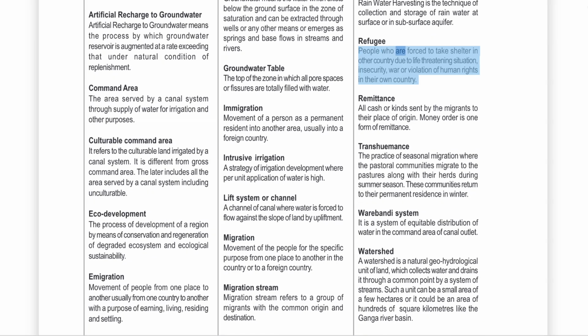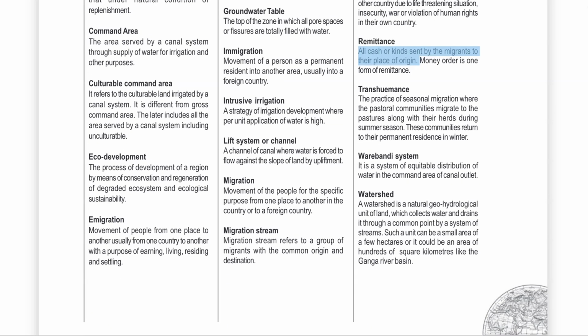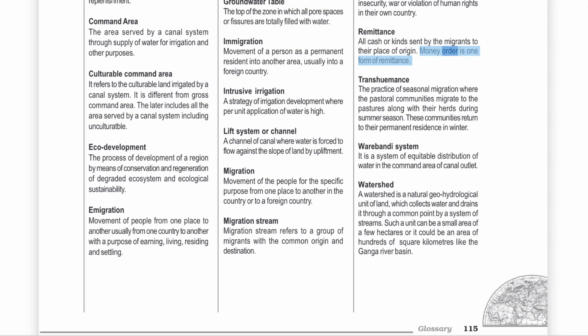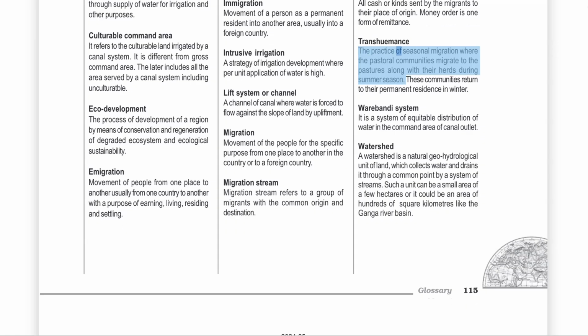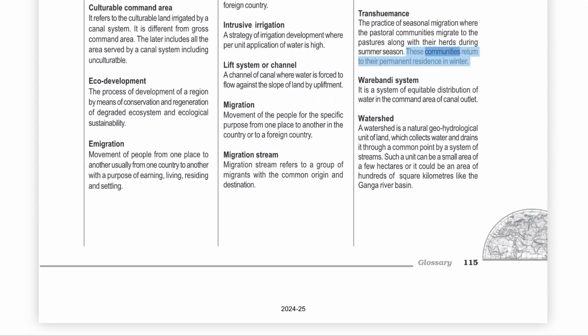Refugee: people who are forced to take shelter in other country due to life-threatening situation, insecurity, war, or violation of human rights in their own country. Remittance: all cash or kind sent by the migrants to their place of origin. Money order is one form of remittance. Transhumance: the practice of seasonal migration where the pastoral communities migrate to the pastures along with their herds during summer season. These communities return to their permanent residence in winter.